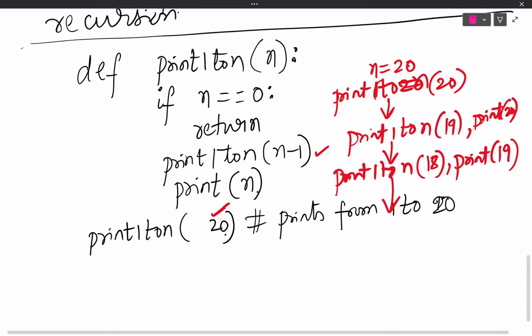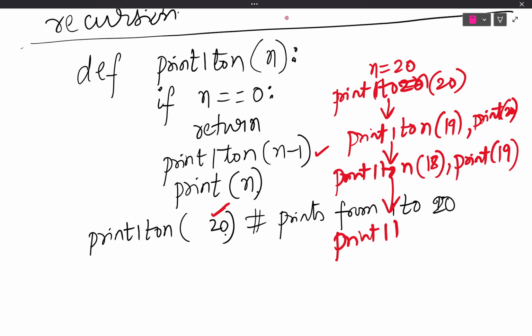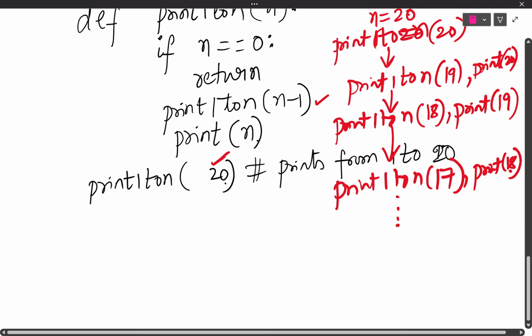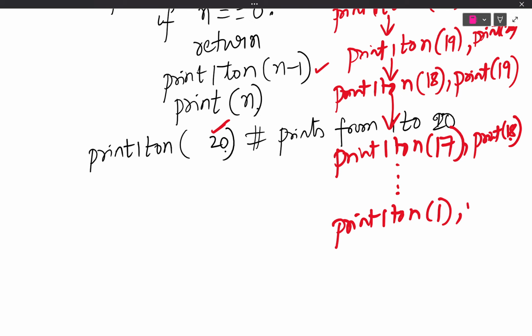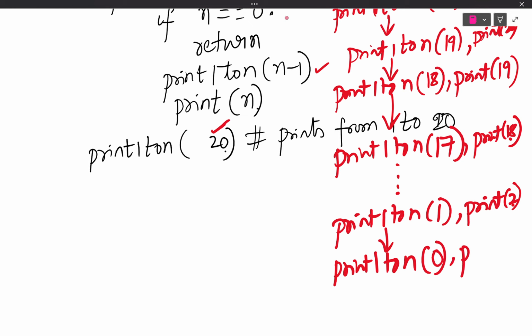Next comes print1ToN(17), then print 18, and so on it happens. At one stage this will be like print1ToN(1) followed by print 2. Next stage print1ToN(0) followed by print 1. Now what will happen? print1ToN(0): n is 0, it will return. It will not do anything.